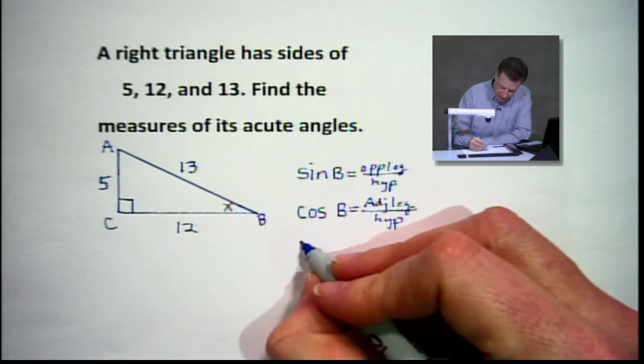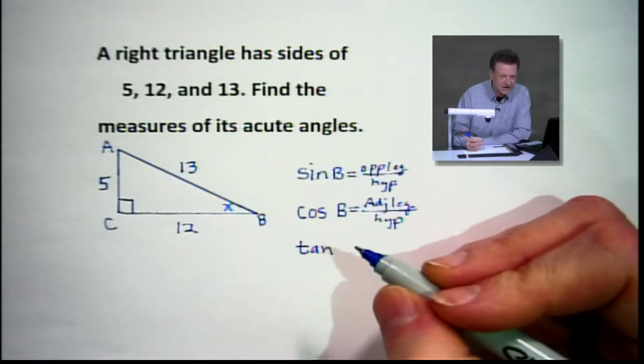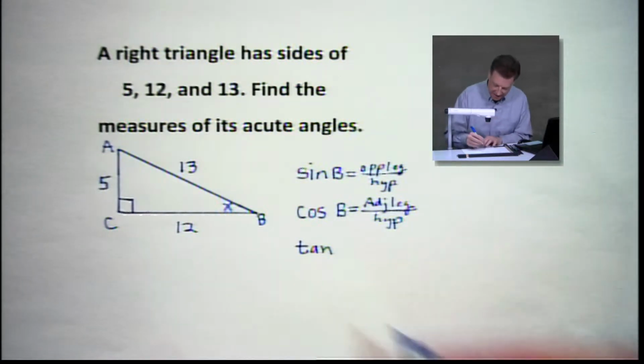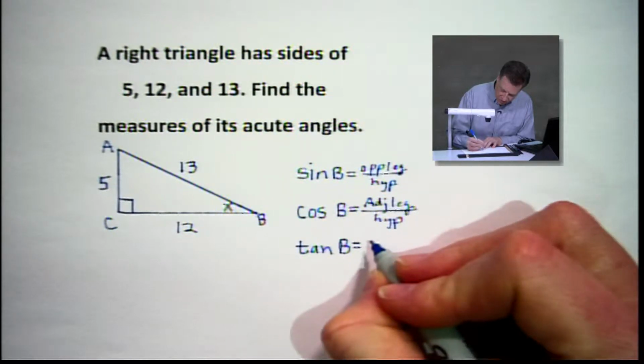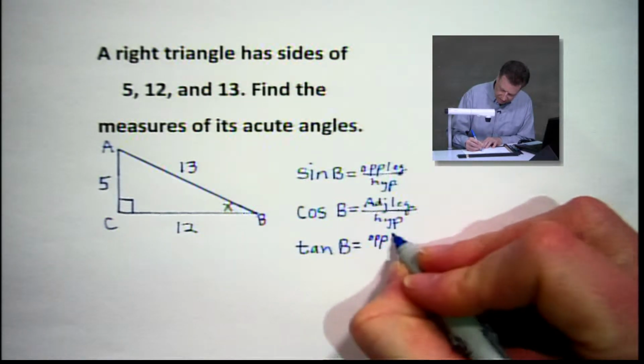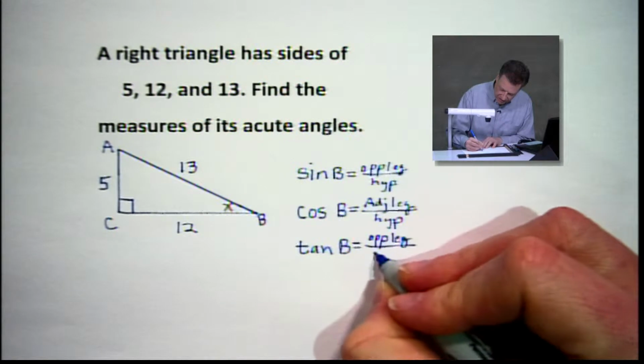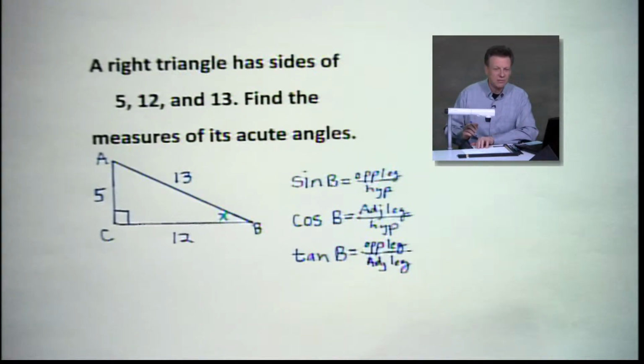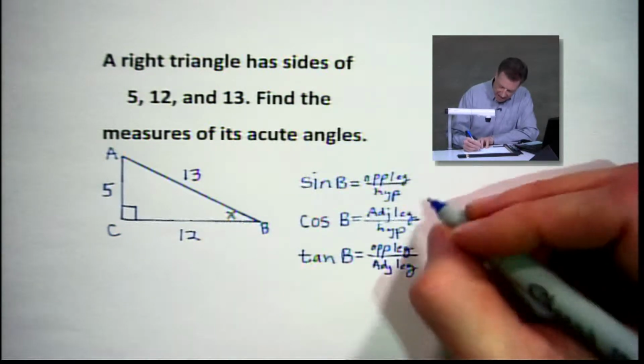And last but not least, we have this thing called tan. If you look on your calculators, you see tangent, short for T-A-N-G-E-N-T, and tan B is equal to the opposite leg over the adjacent leg. Now what I want to do is put these fractions in here for us. Let's pull that down. And here we go.